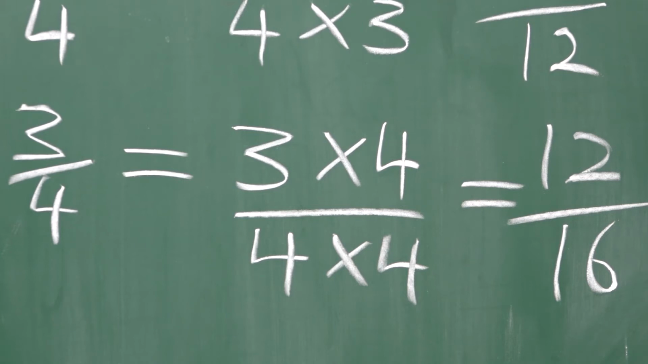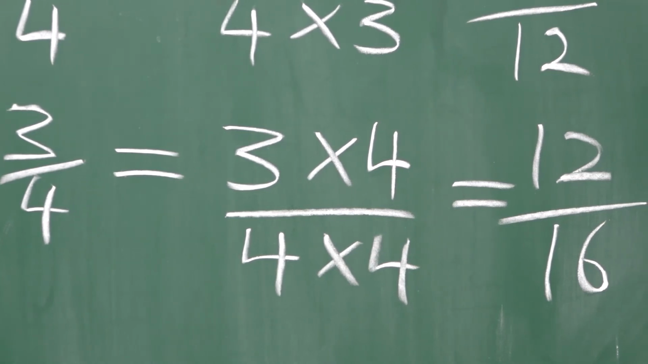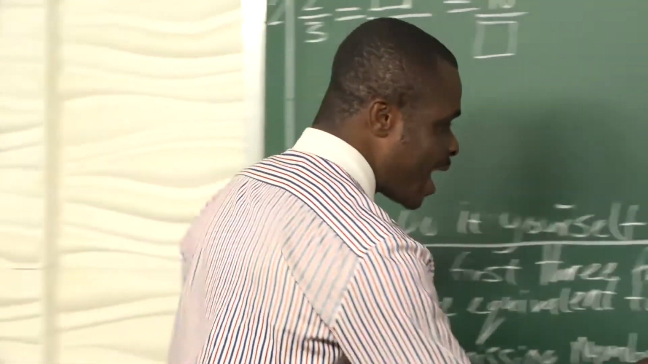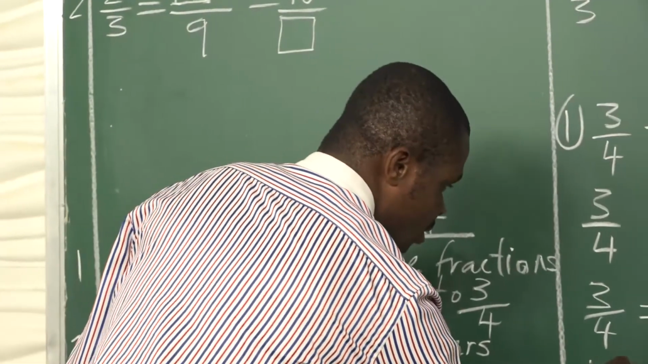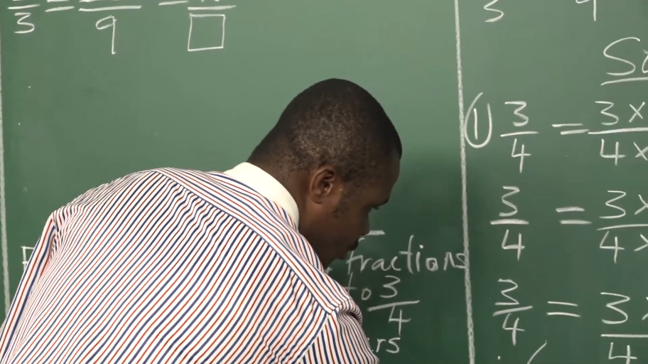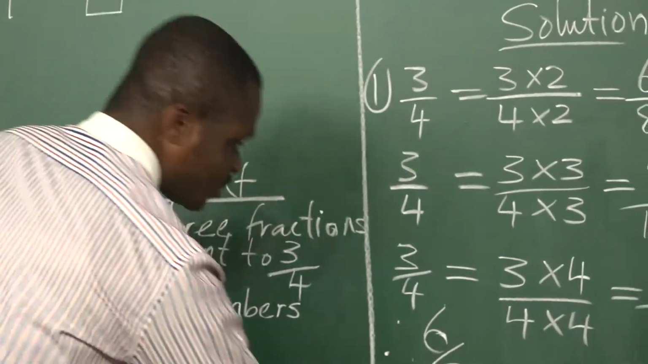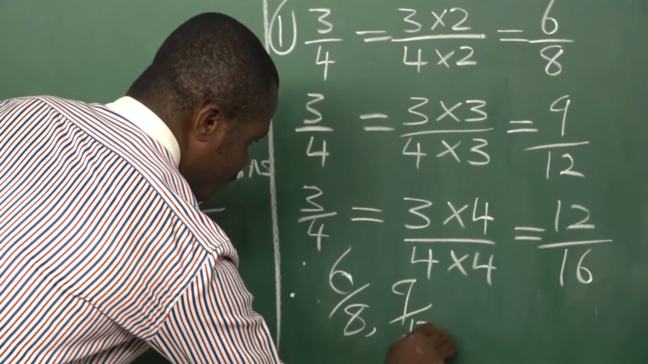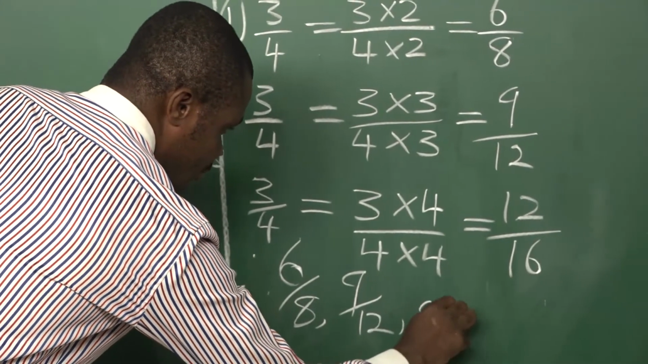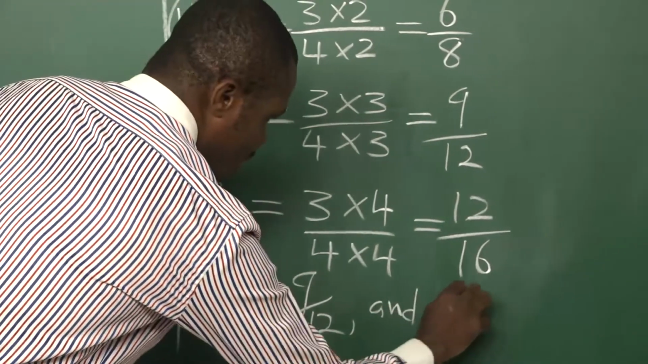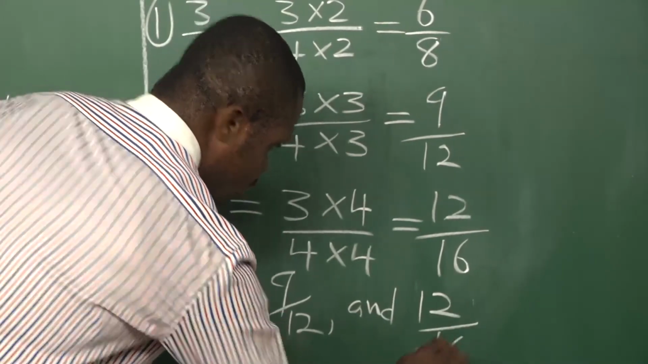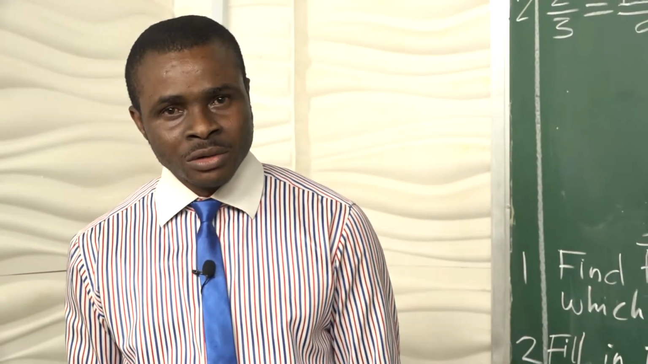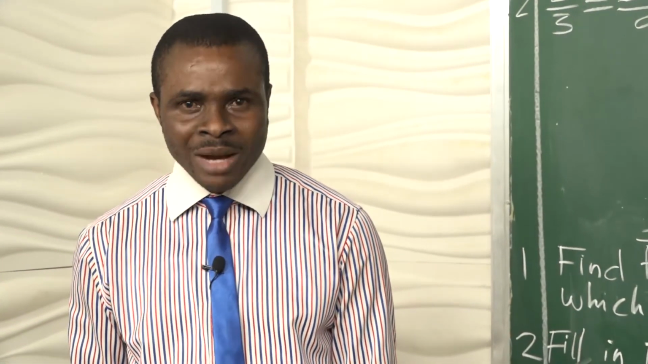3/4. That means the first 3 fractions that are equivalent to 3/4 are 6/8, 9/12, and 12/16. Now, the second question, fill in the missing numbers.